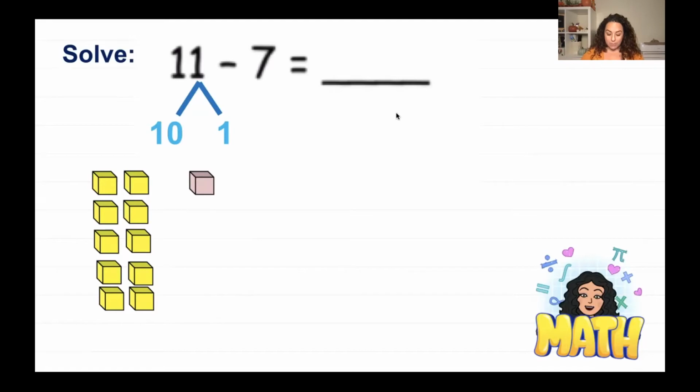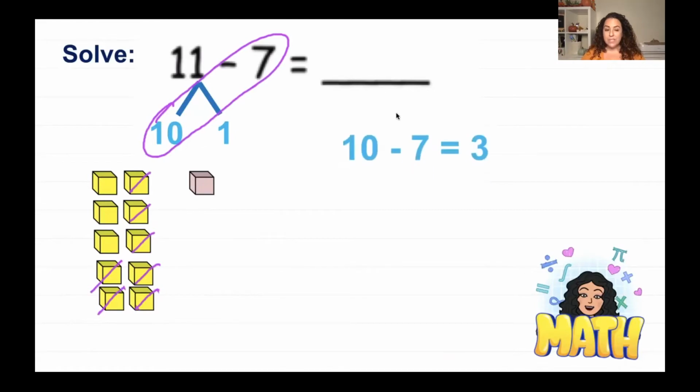Now, what I'm going to do is use this 10 and subtract 7. So how would I do that? Well, I can just cross them off like this. 1, 2, 3, 4, 5, 6, 7. So 10 take away 7 equals 3. You can see that I have 3 left right here. But I also have 1 left right here, so I'm not done.